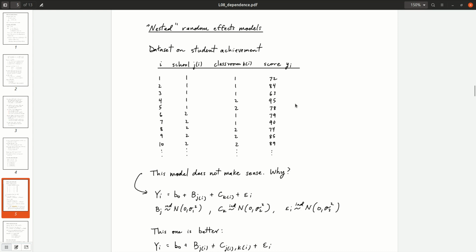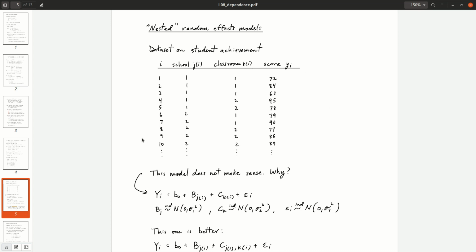Then within each school, we can have different classrooms. The first 3 observations come from the first classroom from school 1. Observations 4 and 5 come from the second classroom in school 1. Observations 6 and 7 come from the first classroom in school 2. And the rest come from the second classroom in school 2. So we're labeling the school with j of i and the classroom within the school with k of i. And then there's some outcome measure, say a score on a test, that we label Y sub i.